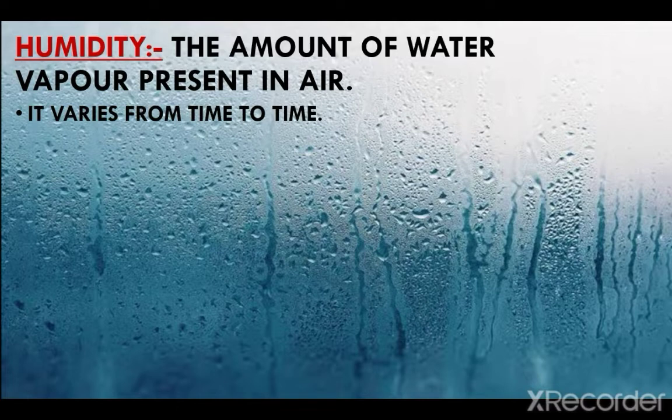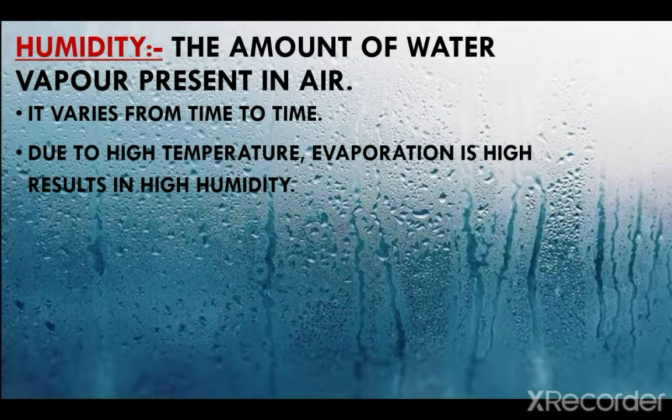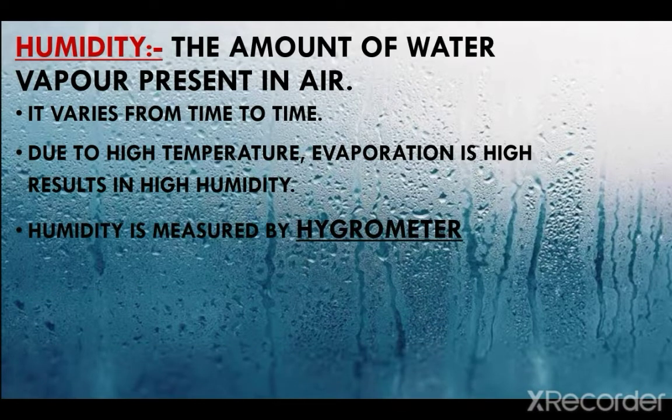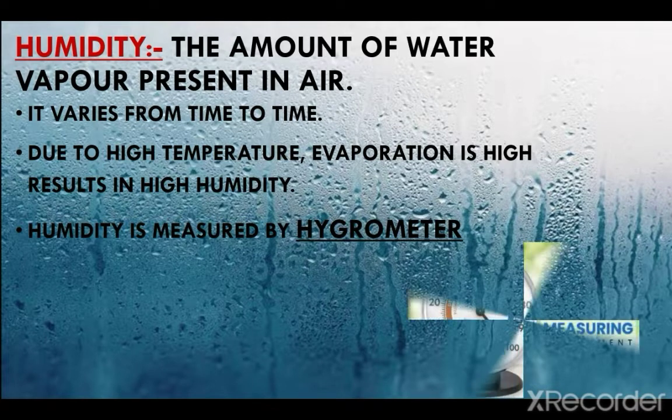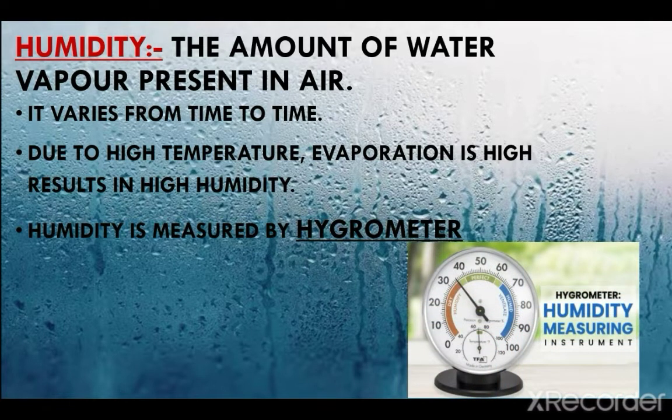Water vapor present in the atmosphere comes from the evaporation of water bodies. Due to high temperature, evaporation takes place. It is high, which results in a higher level of humidity. Humidity is measured by a hygrometer. So, it is an instrument which is used to measure the humidity in the atmosphere.